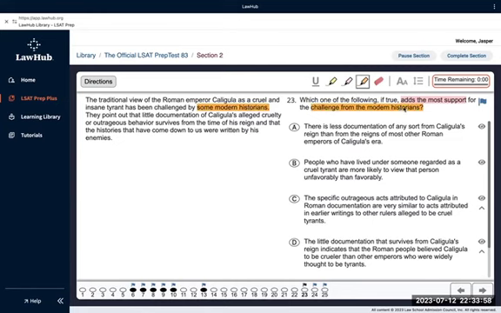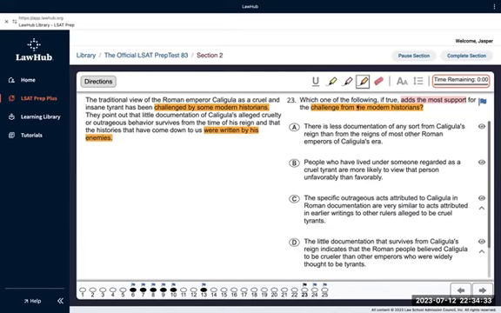So we have a challenge from modern historians to the view of Caligula as a cruel and insane tyrant. They point out that little documentation of Caligula's alleged cruelty or outrageous behavior survives from the time of his reign, and that the histories that have come down to us were written by his enemies. So it seems like what they're saying is that it could have been made up, right? Were written by his enemies.